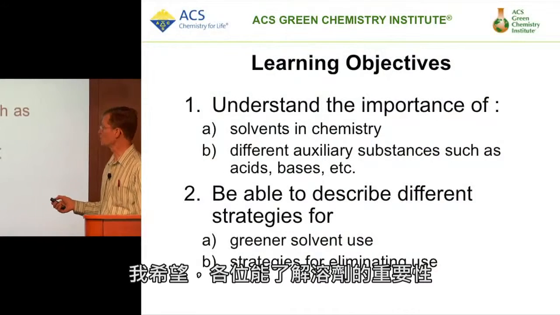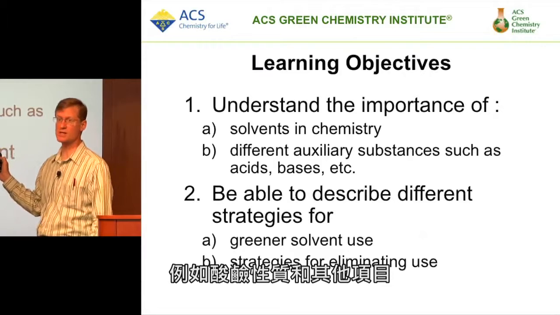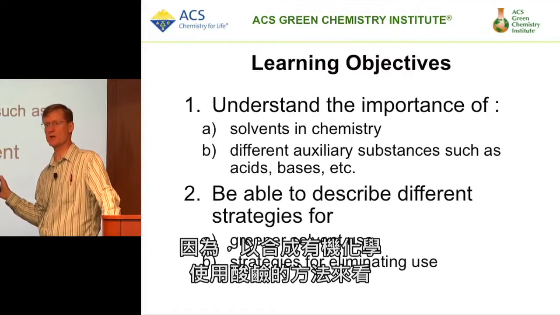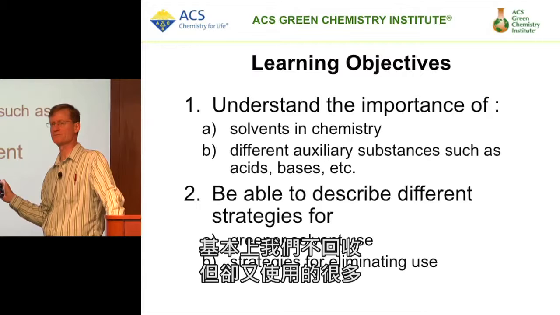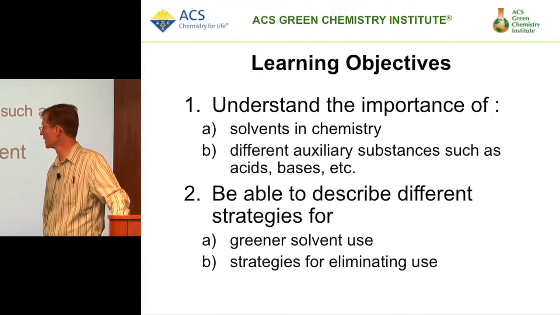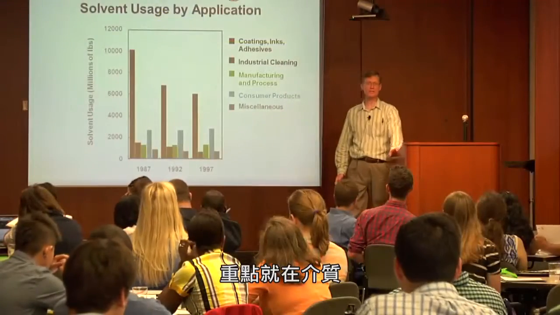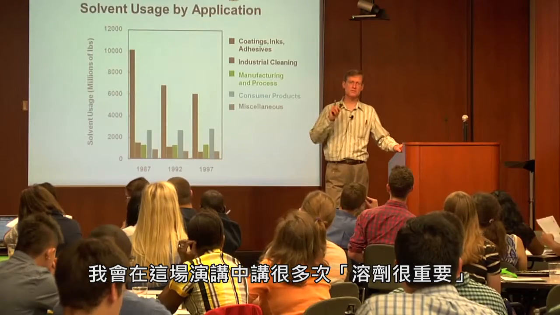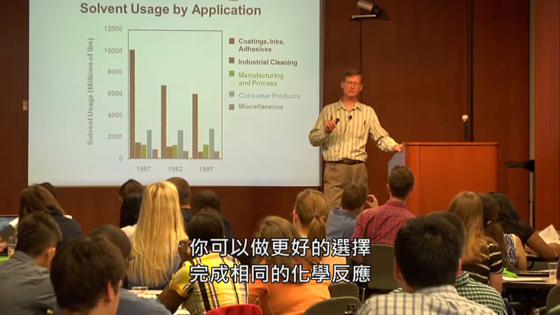I'd like to make sure that you know how important solvents are and all these other things like acids and bases, because if you look at how acids and bases are used in synthetic organic chemistry, we basically don't recycle them, and we use a lot of them, and they become a major issue. And talk about a few strategies. So the message is in the medium. And I will say this multiple times through this talk. Solvents matter. You can make better choices and still do the chemistry.